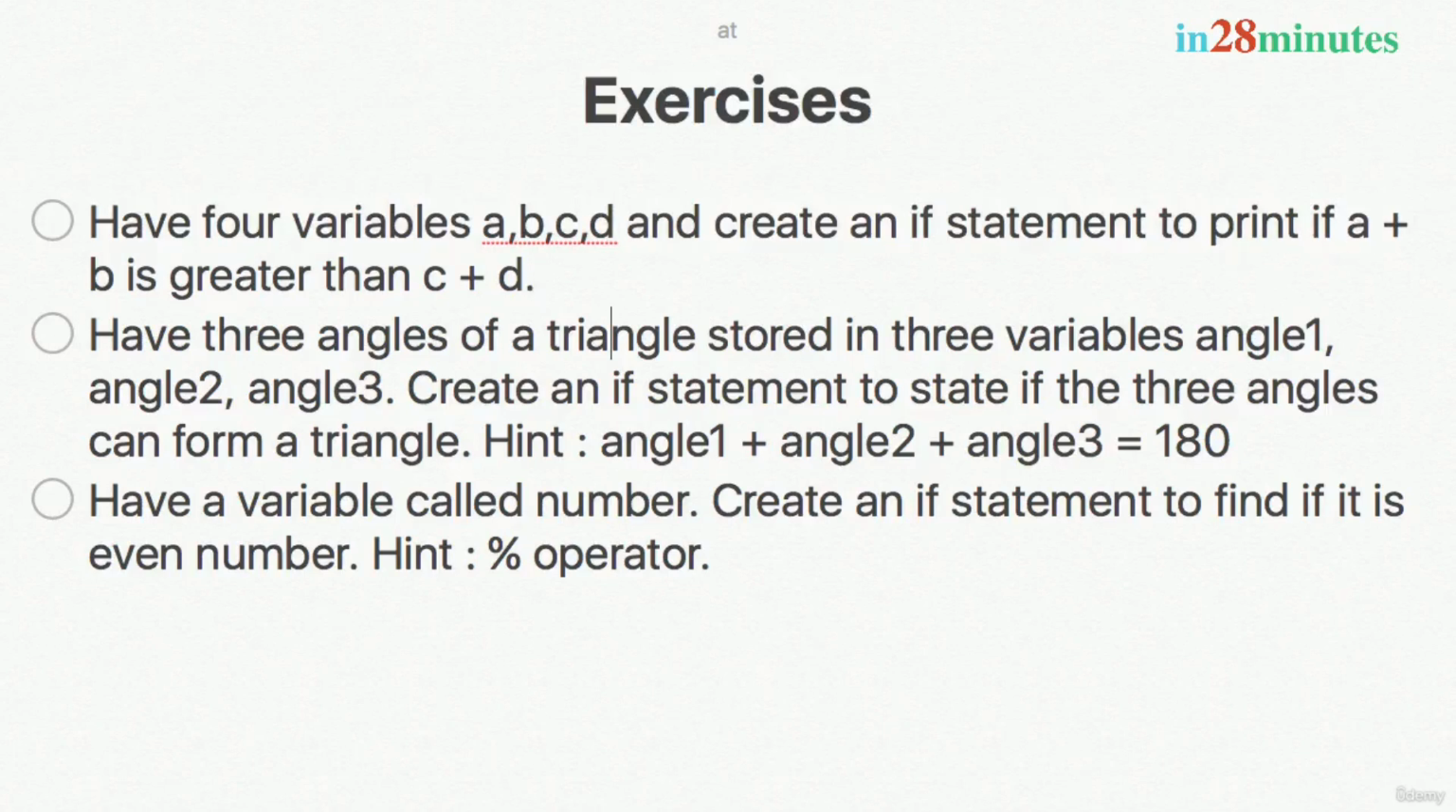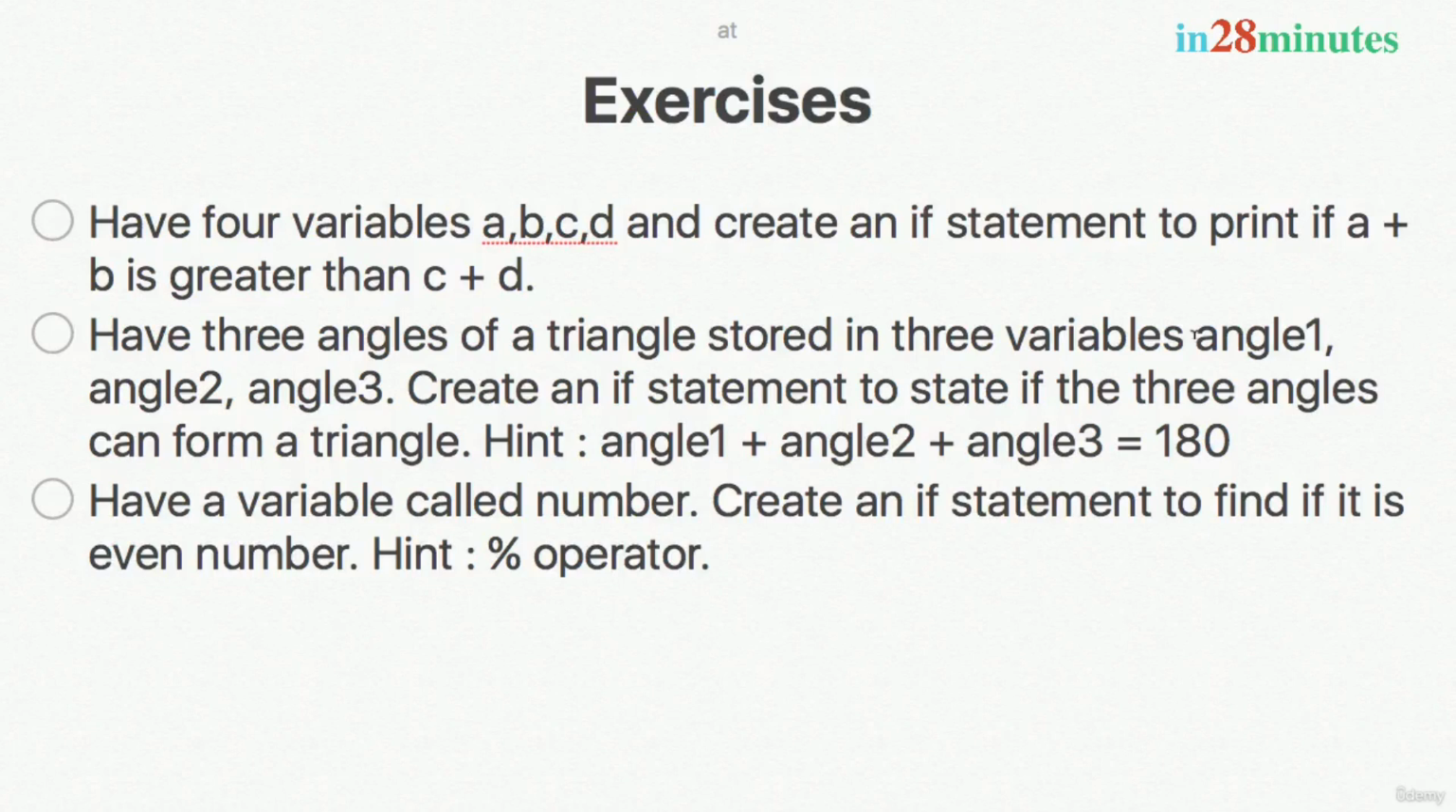That's exercise number one. Exercise number two is have the three angles of a triangle stored in three variables. Angle 1, angle 2, angle 3. For now assume that they are all integers. So angle 1 is an integer, angle 2 is an integer, angle 3 is an integer. So have all the three angles of a triangle stored in these variables and then decide if these three angles would form a legal triangle.